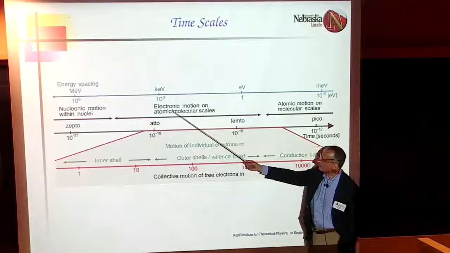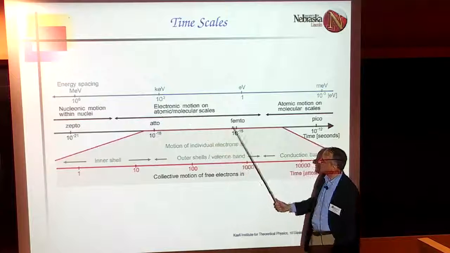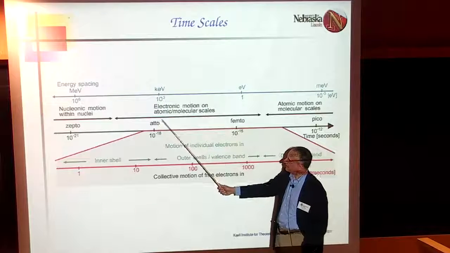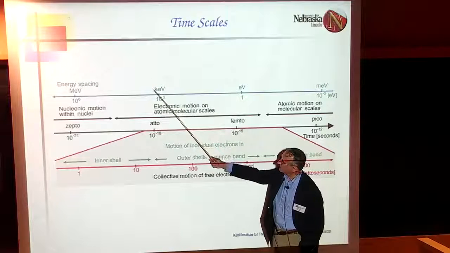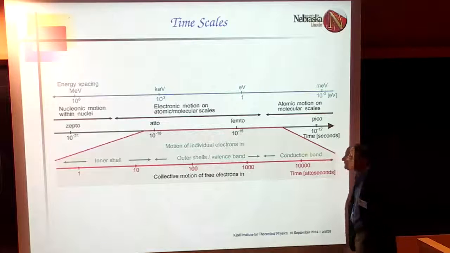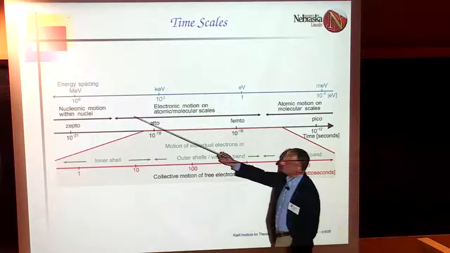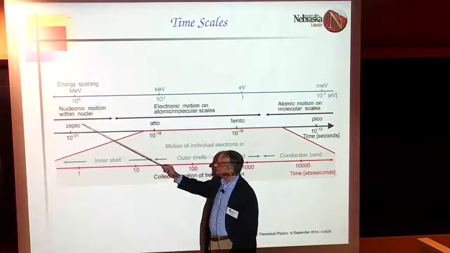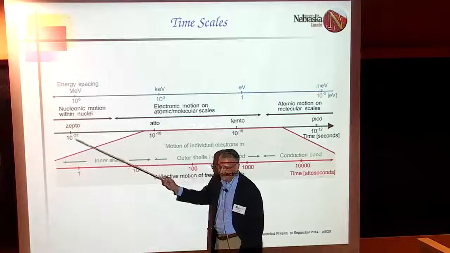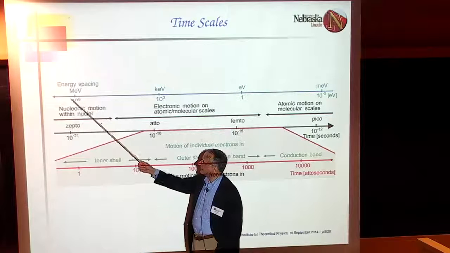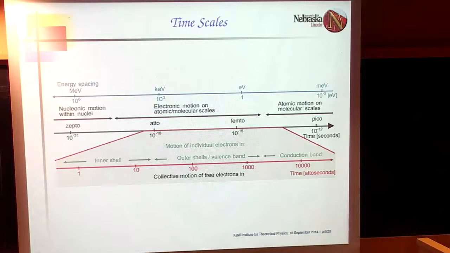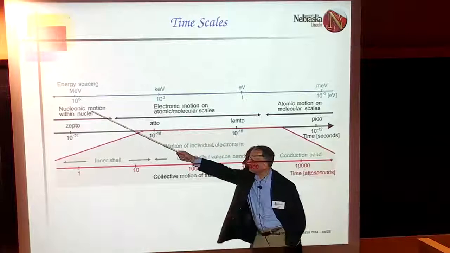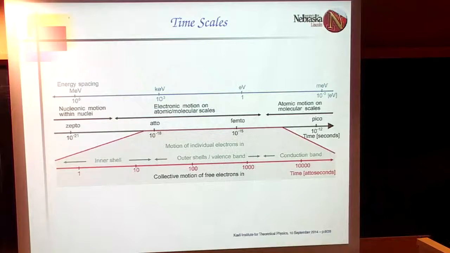When you get to electron motion in atoms and molecules, the time scales go from femto to attoseconds, and the energies go from electron volts to kiloelectron volts, or keV. When you get to nuclear motions, the time scales are measured in zeptoseconds, which is a thousandth of an attosecond, and the energies are measured in millionths of an electron volt. And remember that, because at the end I will mention something about zeptoseconds.